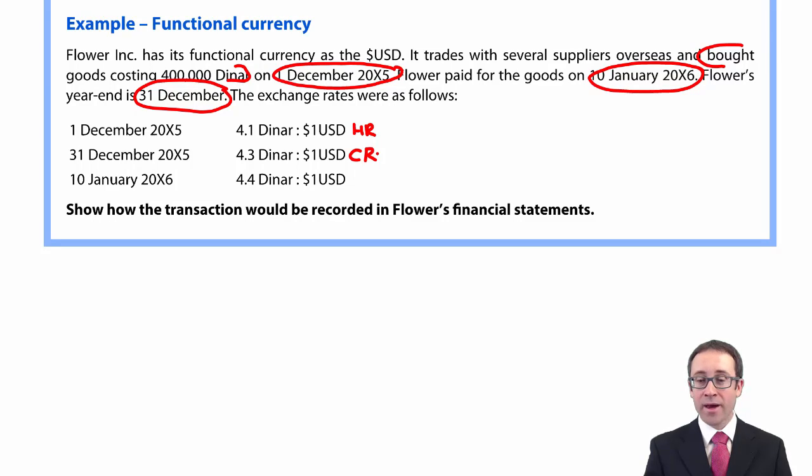Then we make the payment on the 10th of January, so shortly after the reporting date. So again, we have a payable. We need to record the payment at the rate that was in place on that date, don't we? And the rate that was in place on the 10th of January was 4.4 dinars.